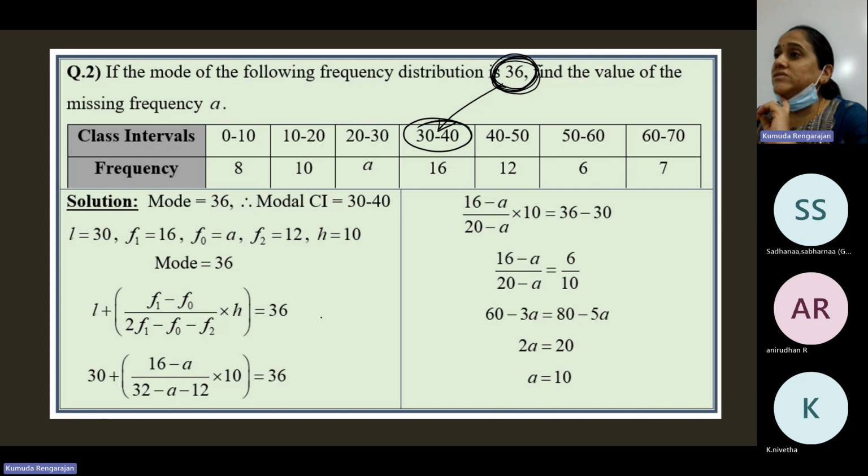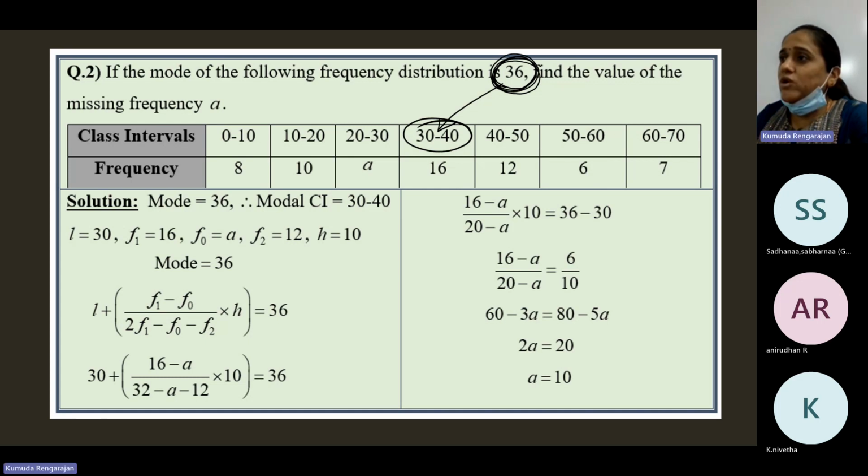Not with the highest frequency. Same thing we do for median. When we know all the frequencies, we use n by 2. But when one frequency or two frequencies are missing, we can't use n by 2 to find the median class interval. We look at the value of the median. What is the value of the median? In which class interval that value lies? That is the median class interval.